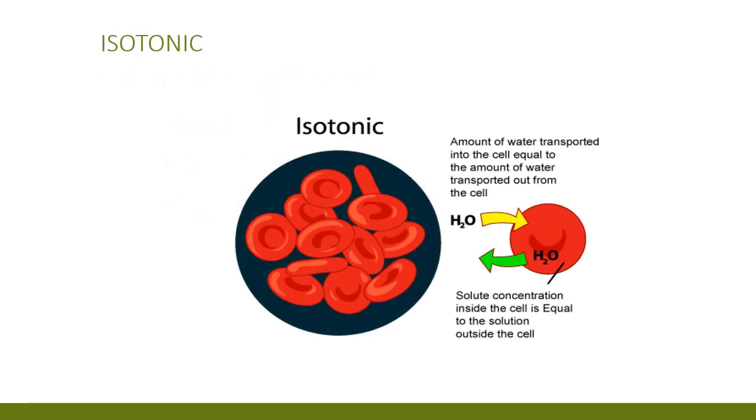Okay, so here shows you red blood cells in an isotonic solution. The amount of water transported into the cell is equal to the amount that's transported out. So the solute concentration in the cell is equal to the solution. No exchange really, no change to the cell. The cells stay healthy in that type of solution. So when you give a patient fluids, you want to make sure those fluids are isotonic, right, for health.